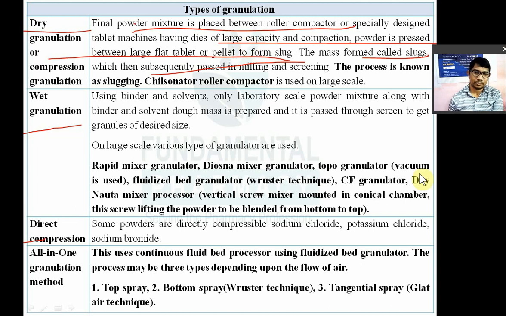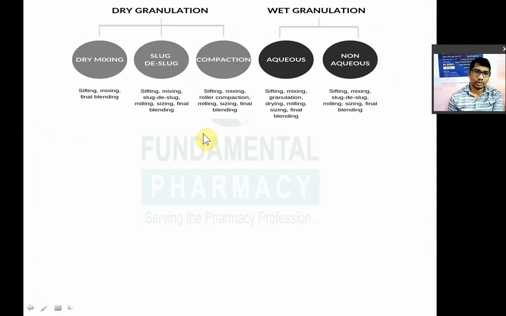There is one machine known as a chilsonator. The chilsonator, a roller compactor, is used in large scale dry granulation. Let me show you dry granulation. First is dry mixing: whatever material you have, blend, sifting, mixing and final blending. Then slugging and deslugging, meaning making of large size tablets, slug and deslug, milling, sizing and final blending, compaction, finally compression. You can see over here.